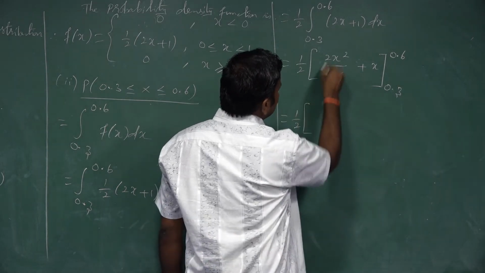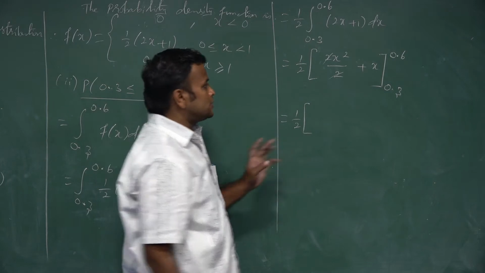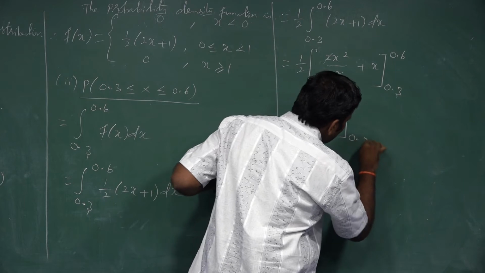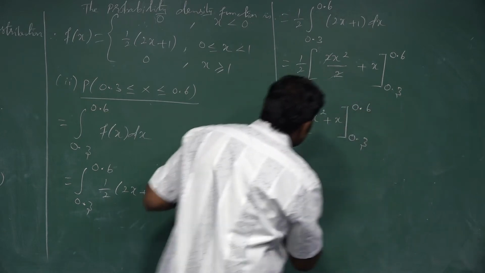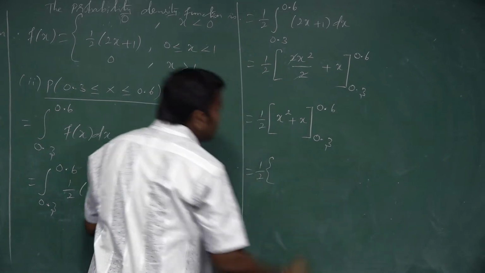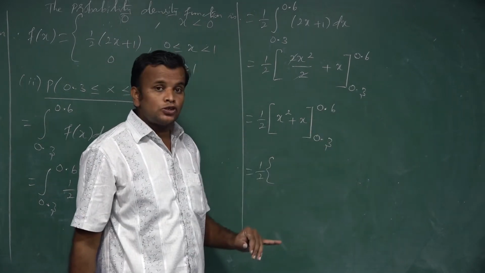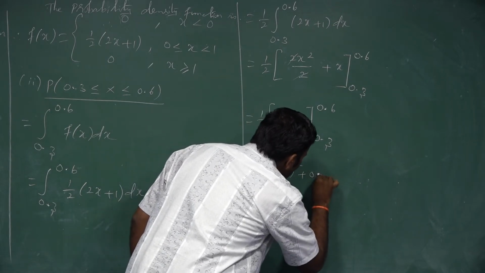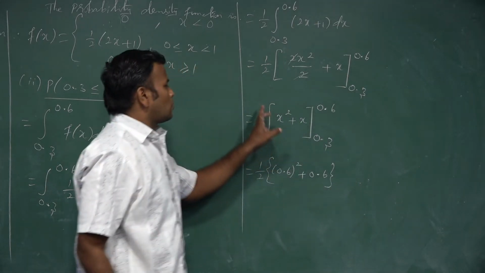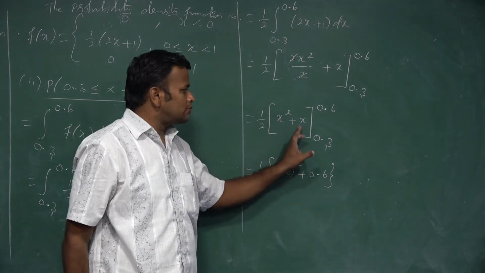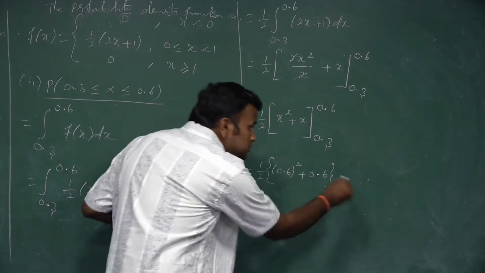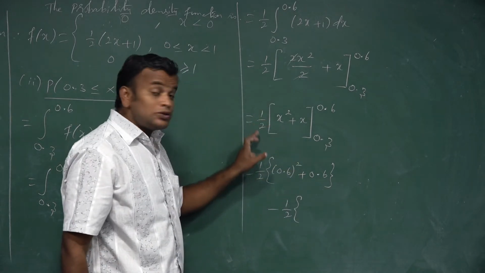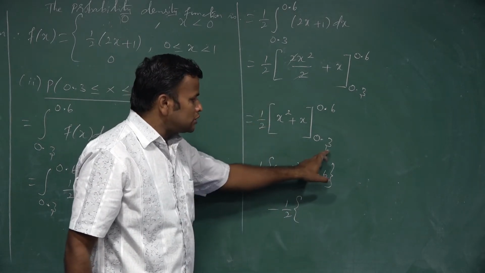1 by 2. We cancel this 2, it is possible, so I cancel. x square plus x, limits 0.3 to 0.6. 1 by 2. I apply the limit. The upper limit is 0.6. So 0.6 the whole square plus 0.6. 1 by 2 of 0.6 the whole square plus 0.6. Upper limit is over. Minus lower limit. I have some space here, so I write here. Minus, 1 by 2 is common. Minus 1 by 2 of lower limit is 0.3.